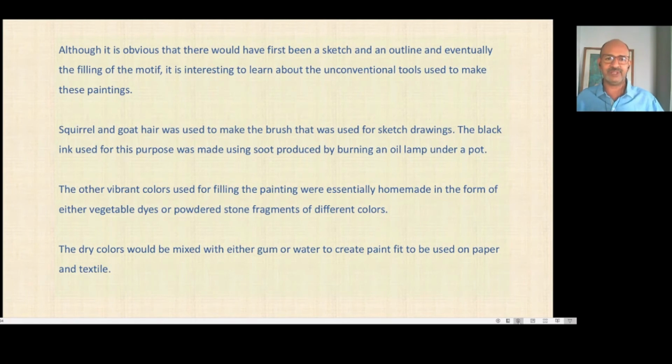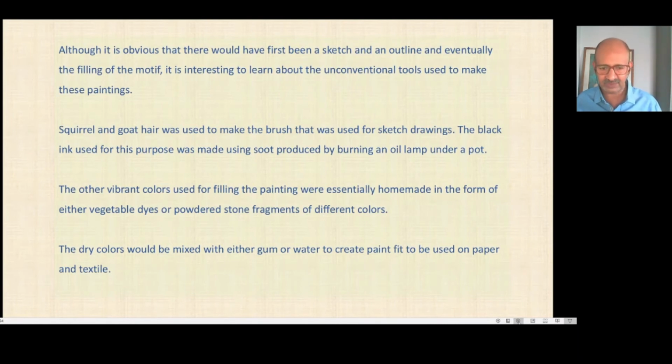So, although it is obvious that there would have first been a sketch and an outline and eventually the filling of the motif, it is interesting to learn about the unconventional tools used to make these paintings. And by unconventional, we actually mean that they are using squirrel and goat hair, or they are using some kind of ink and paint made from organic materials. The other vibrant colors used for filling the painting were essentially homemade in the form of either vegetable dyes or powdered stone fragments of different colors.